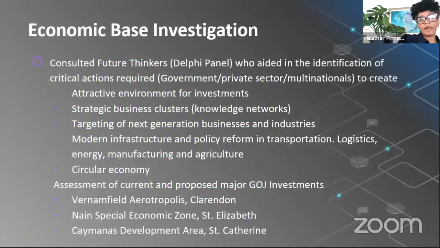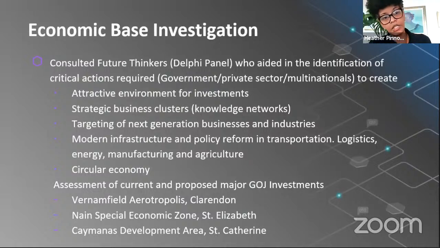So let's talk a bit about the economic-based investigation. We used a Future Thinkers model with the Delphi panel, and it looked at how we would have an attractive environment for investors, strategic business clusters, and all of the things around energy, logistics, manufacturing, and agriculture, and how that would influence the development of any single physical location.